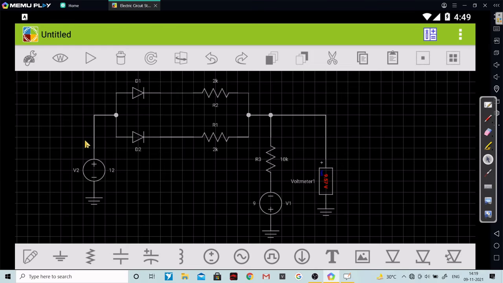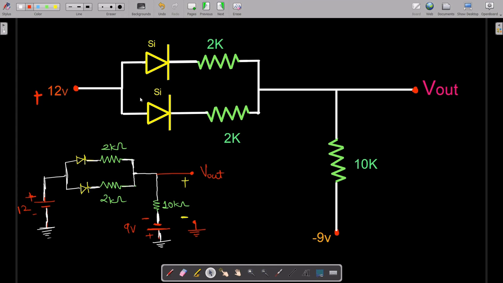As you can see over here, we have connected the same circuit which we had seen in a previous video. That means in that video we solved this numerical, and basically what we are going to do now is simulate this numerical on the Electric Circuit Studio software.